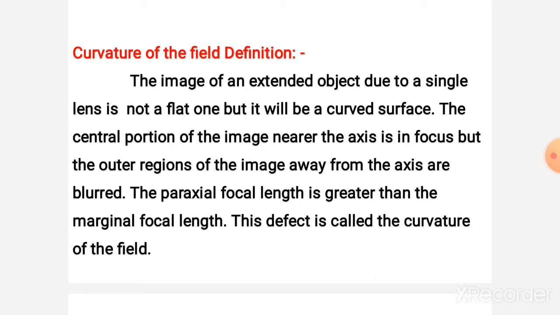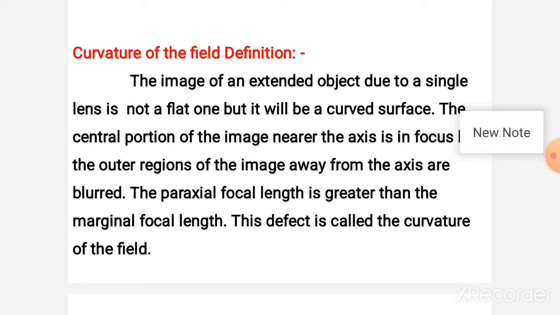Monochromatic aberrations are of five types: spherical aberration, astigmatism, curvature and distortion. Today we deal with curvature and distortion also. The first topic is curvature of the field.